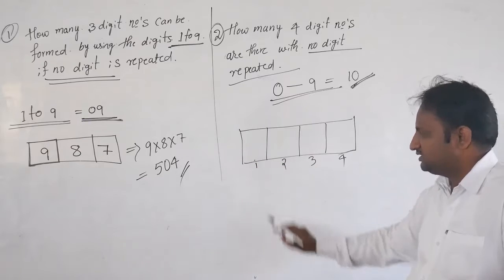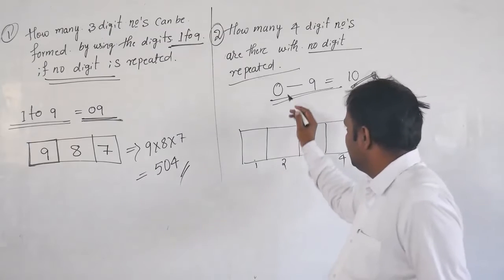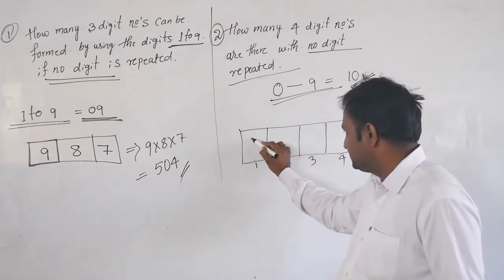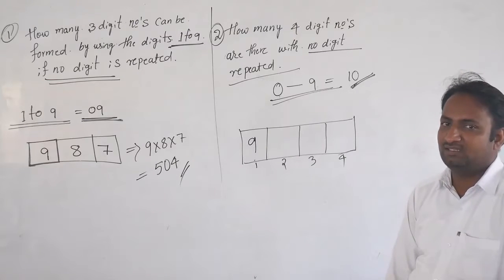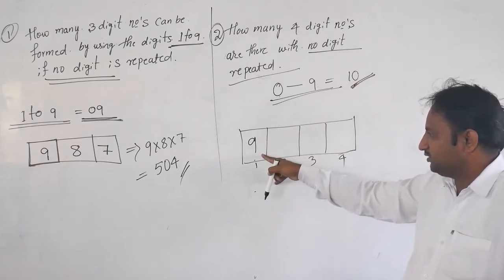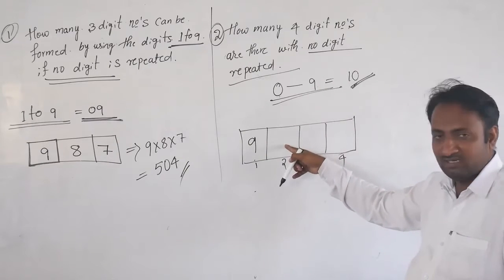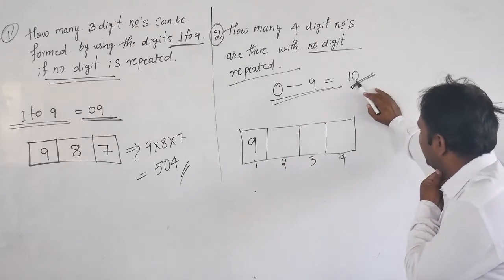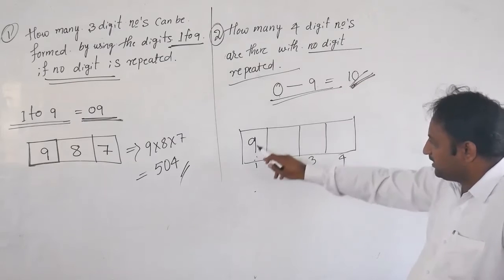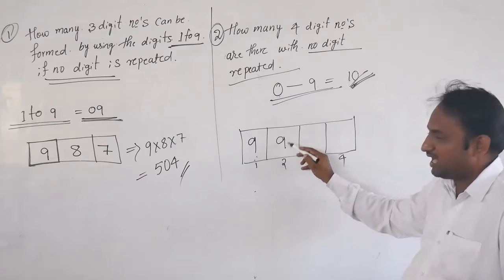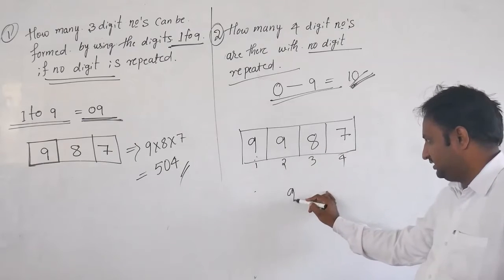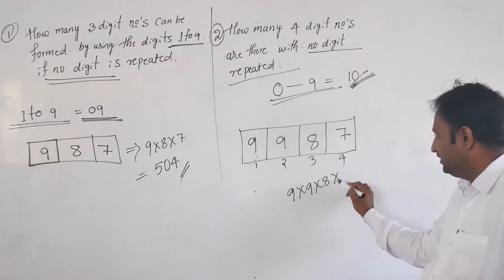In the first place we cannot substitute 0. That's why, out of the 10 numbers, there are 9 possibilities to substitute in this place. Then 0 can be substituted in the next place, no problem. Out of 10 we substitute one number, and the remaining 9 possibilities are there. Then this is 8, this is 7. Multiply 9 into 9 into 8 into 7.